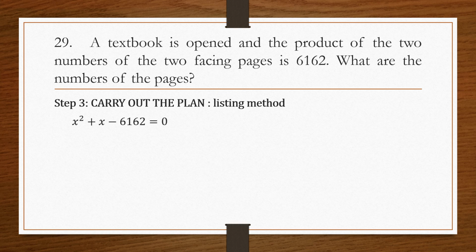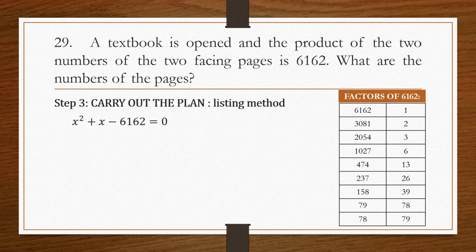So for step 3, carry out the plan. For this one, we can first use the listing method. We can use this method since we can immediately factor this equation. So we have here a table for the factors of 6162.